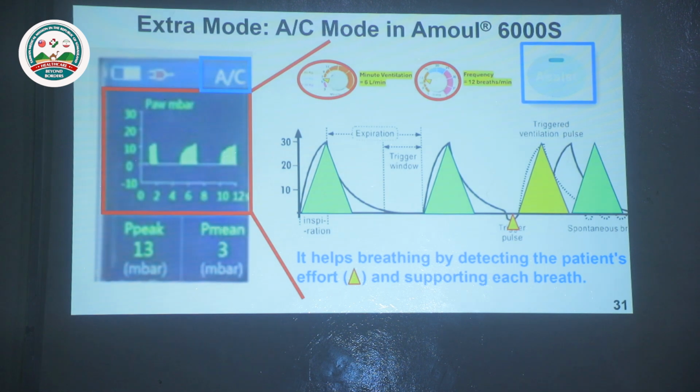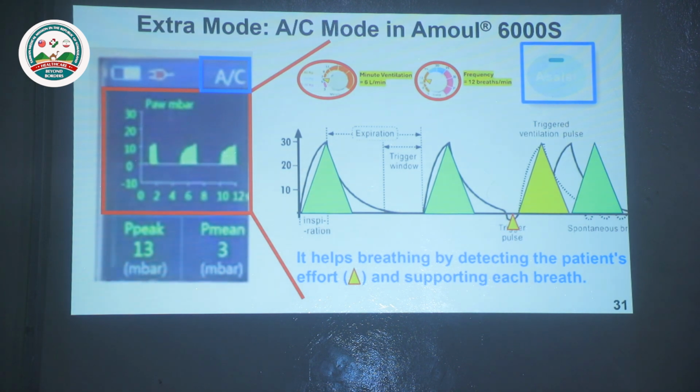If the patient has spontaneous breathing, when the patient triggers a breath, they have chest wall movement, and this can cause a decrease in pressure in the ventilator circuit. So the ventilator detects the slight decrease in pressure in the ventilator circuit to sense the trigger from the patient. If the ventilator senses that this patient has a trigger, the ventilator will deliver another breath over here. So I use a different color.